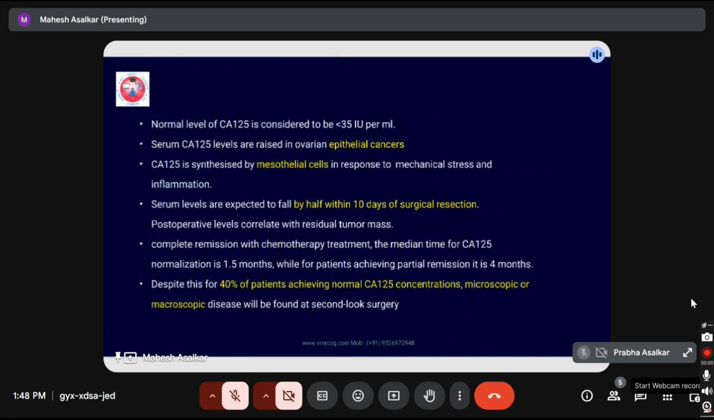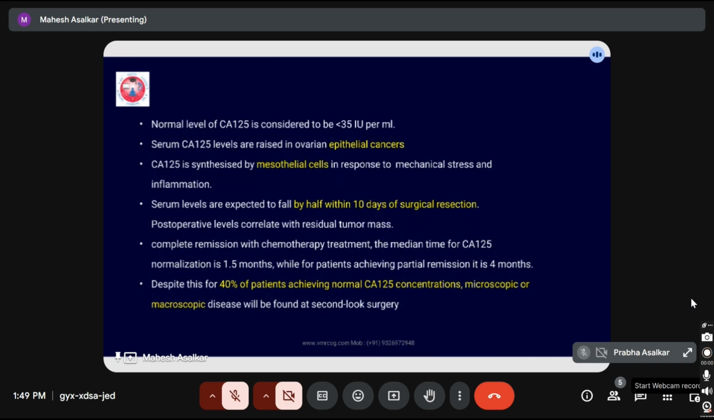So the take home message is normal CA125 level is considered to be less than 35 international units per ml. CA125 levels are raised in ovarian epithelial cancer, that too non-mucinous ovarian cancer. Okay. CA125 is synthesized by the mesothelial cells in response to mechanical stress and inflammation. So please concentrate on these particular points because they can be asked as a single best answer question.